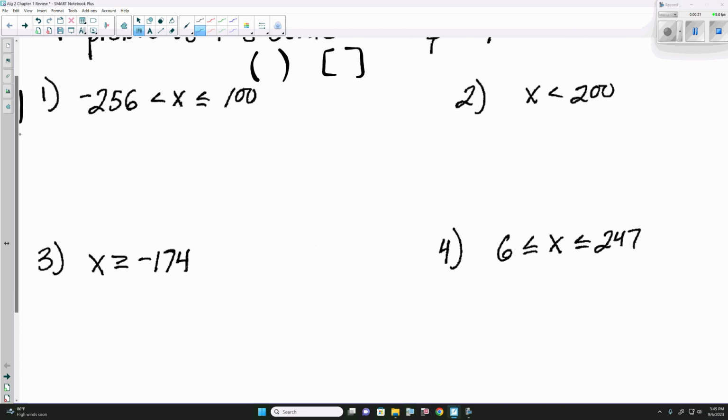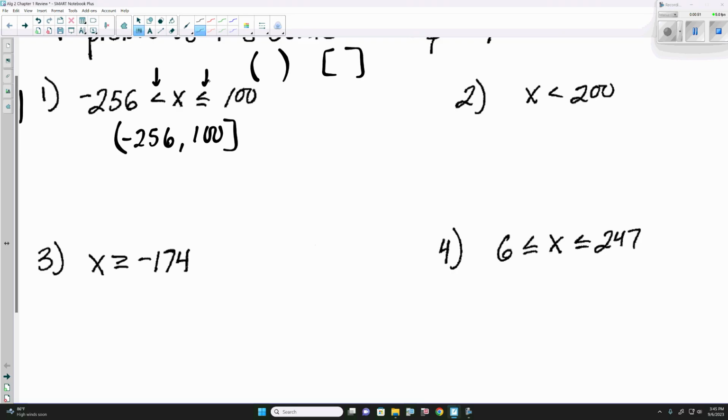So if we look at number 1, we're saying negative 256 is less than x is less than or equal to 100. Now, because we do have two definite endpoints, which is negative 256 and 100, we will have those. Since it is less than or equal to 100, the equal would be a bracket, and since it's not equal to 256, it just has a parenthesis, because the bracket is with equal to, parentheses is not.